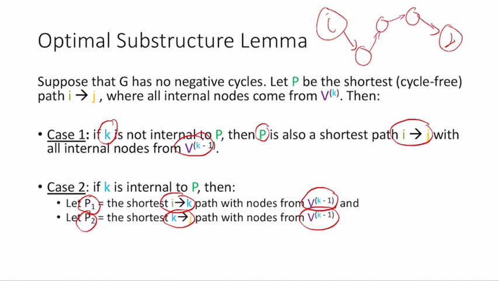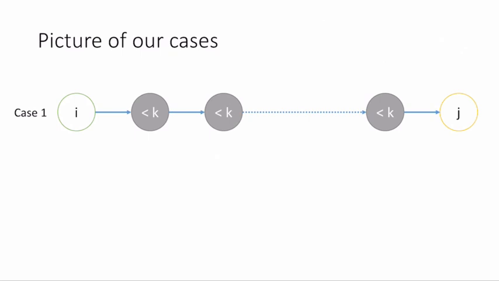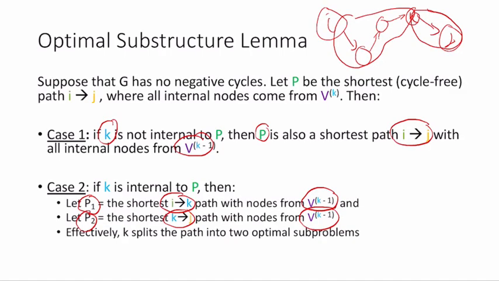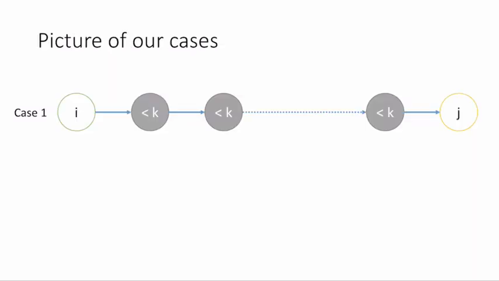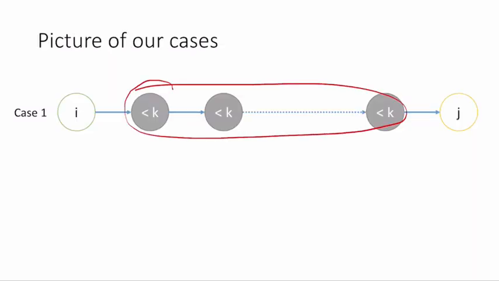And let's say that one of the vertices on that path happens to be k. Well, P1 is this part of the path, and P2 is this part of the path. All right, so let me show you that in another diagram. And by the way, I skipped past it here, but what is k effectively doing? It's splitting the path P, the green P here, into 2 optimal subproblems, the path P1 and the other path P2. So case 1 is when all of the vertices along the path have a value less than k.